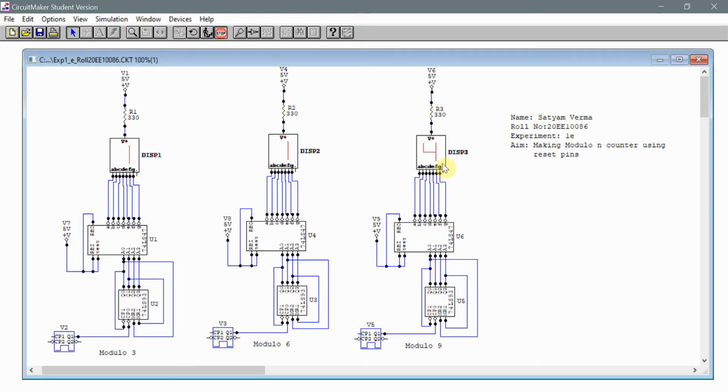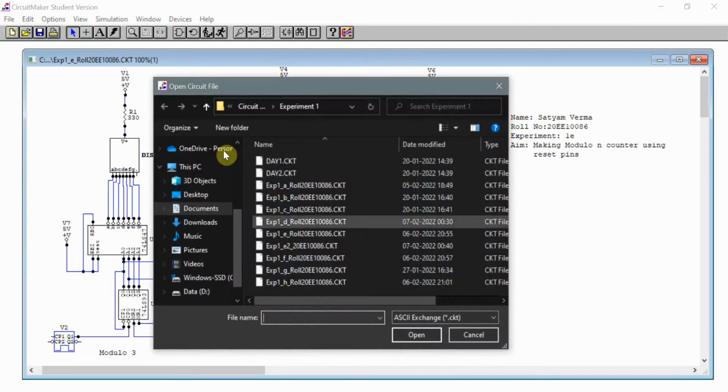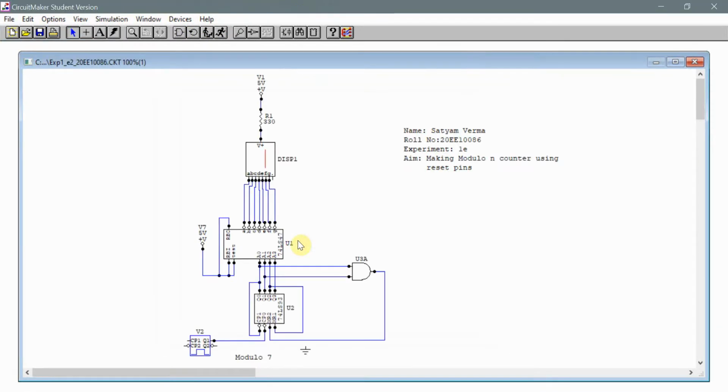So the moment it reaches 9, it instantly goes back to 0 again. So therefore it is actually counting from 0 to 8. So this is a modulo 3, modulo 6 and a modulo 9 counter. I have also made a modulo 7 counter.